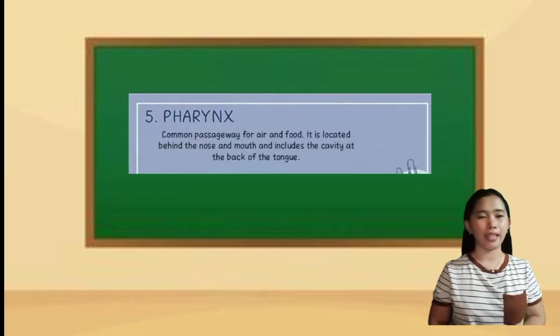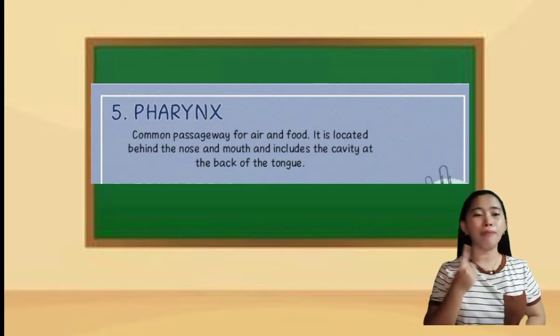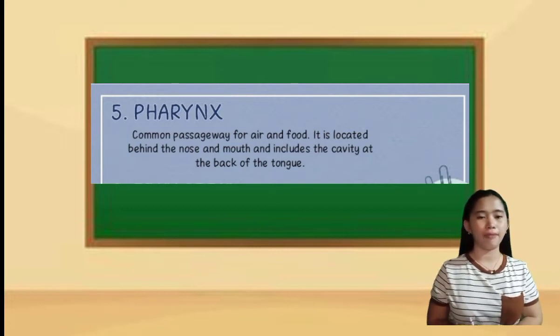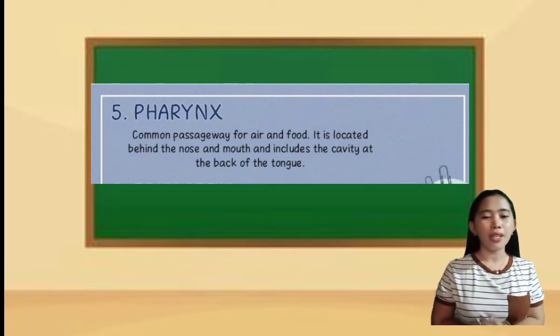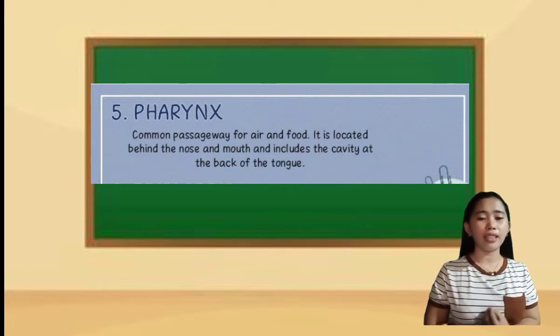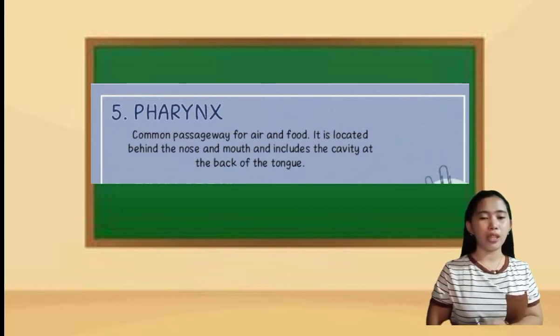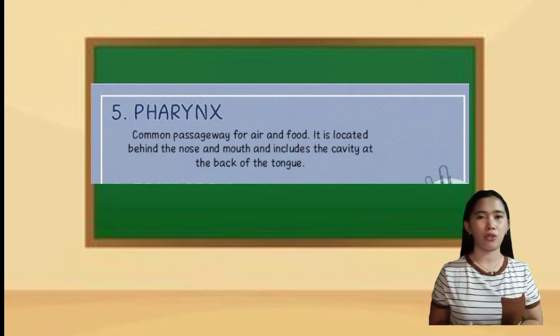Next one is the pharynx, the common passageway of air and food. It is located behind the nose and mouth and includes the cavity at the back of the tongue. So the pharynx is a common route for food and air. It encompasses the cavity at the rear of the tongue and is situated behind the nose and mouth. The pharynx also helps manipulate the vocal structure.